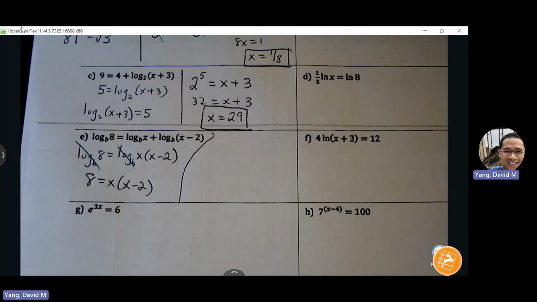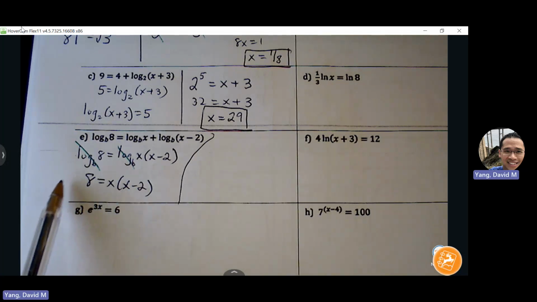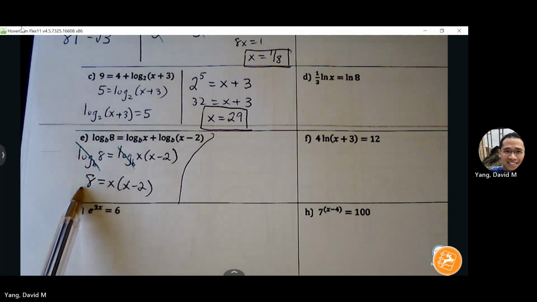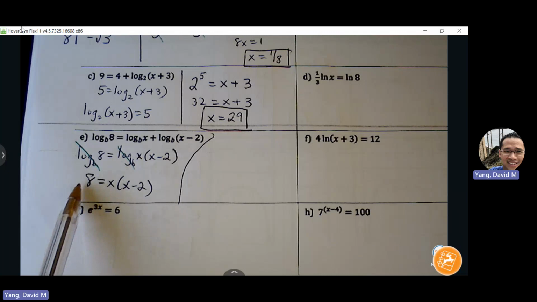Okay, any questions so far? Now, can I do this? Can I say, oh, this is factored form here, so x equals 8 and x minus 2 equals 8? Okay, we can't do that. The only time we can do this is if this number is what? The only time I can do factored form and set equal to the other side is when this is 0. Yeah, that's the only time it works.